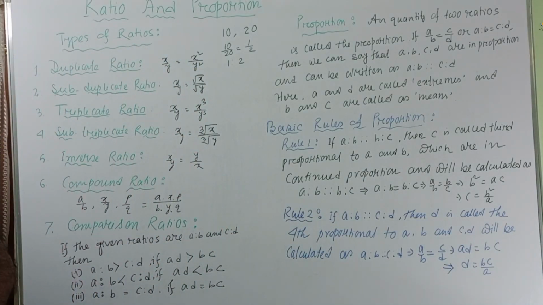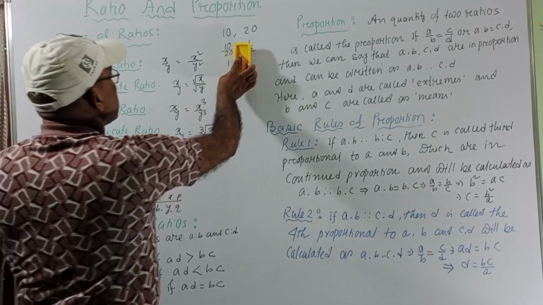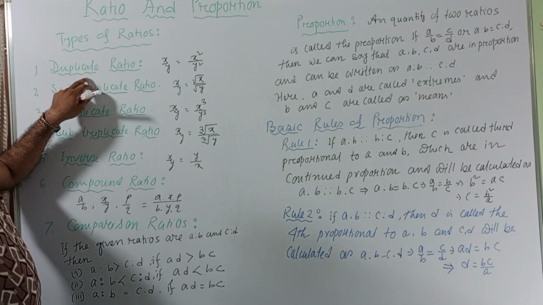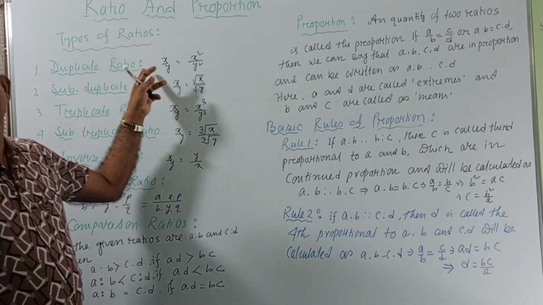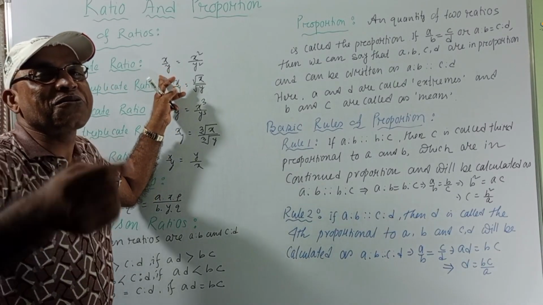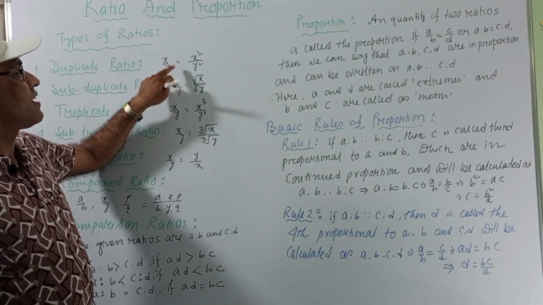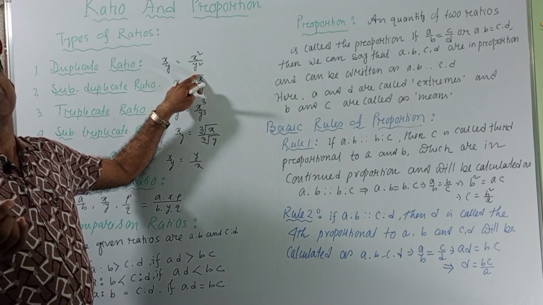Now we consider some types of ratio. What are the types of ratio? First is duplicate ratio. Duplicate ratio means the same number two times, that means square. If x by y is a ratio, then x square by y square is the duplicate ratio.